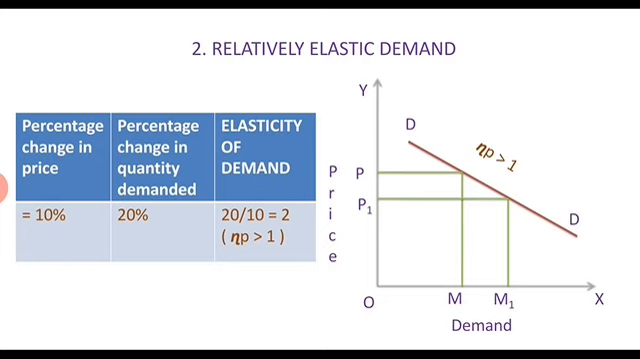Here, the change in demand MM1 is greater than the change in price PP1. For example, the change in price is 10%, and the change in demand is 20%. Here, the change in demand is more than the change in price. Here, eta p is greater than 1.